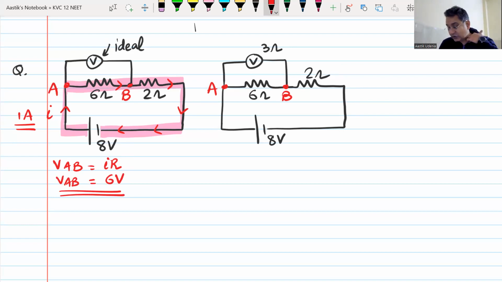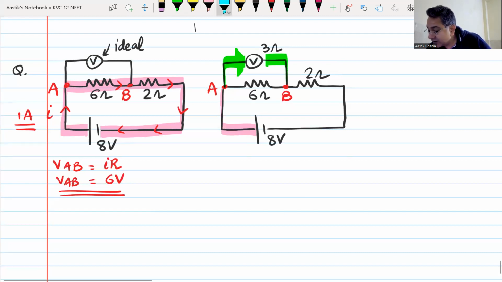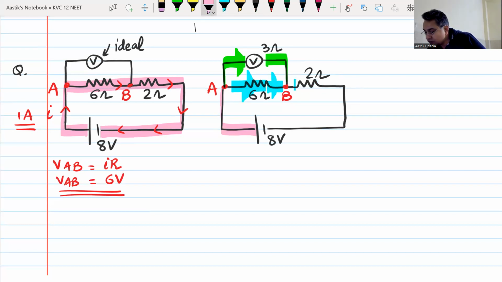Okay. Now look in the second case what is going to happen. Current is going to come here. But at point A, the current is going to divide. Some current will go in this branch and some current will go in this branch. Do we understand this? Because it now has a resistance, current will go in this branch. Then the current will join together and come back like this. Do we understand what I have drawn here?